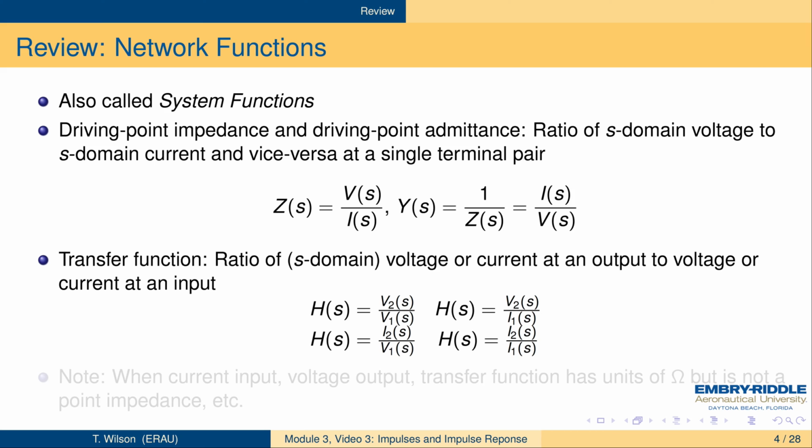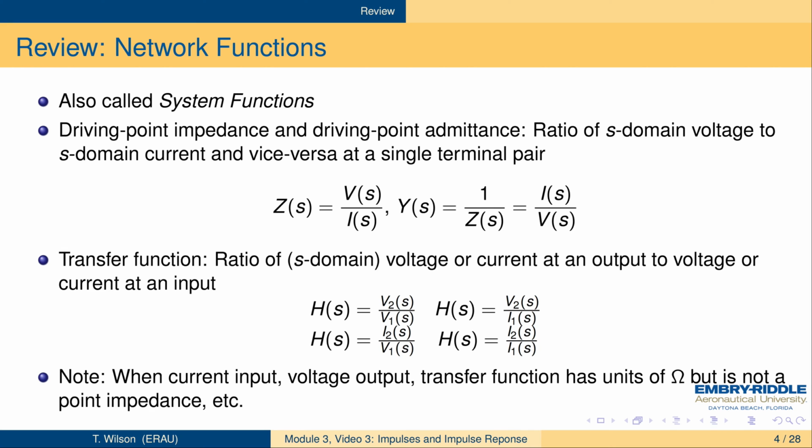We also had the idea of a transfer function. We looked at voltage to voltage transfer functions, but they can actually come in any of the combinations. So you can have a current input and a voltage output, or a voltage input and a current output, and we call all of those a transfer function. If they're in the same variable, it's going to be a dimensionless function, but if the input is a current and the output is voltage, you're going to have units of ohms, and if the input is voltage and the output is current, you're going to have units of 1 over ohms.